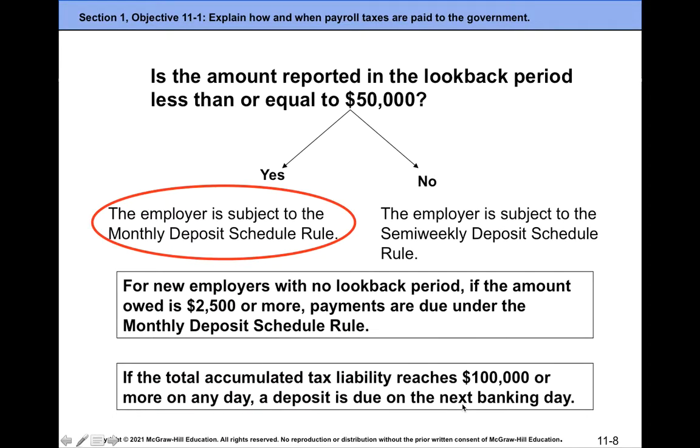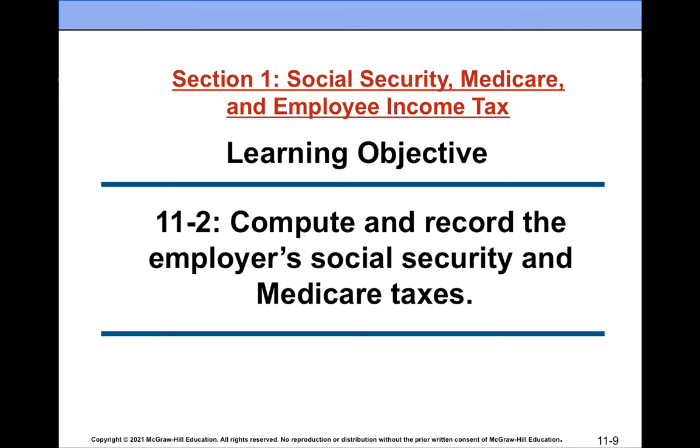Again, I don't necessarily think you need to know all these differences. Just know: who makes the deposit of taxes? The employer. Which taxes are deposited? We listed them. How often depends on how much tax the employer owed in the look-back period. The more you owed, the more frequently you have to deposit.